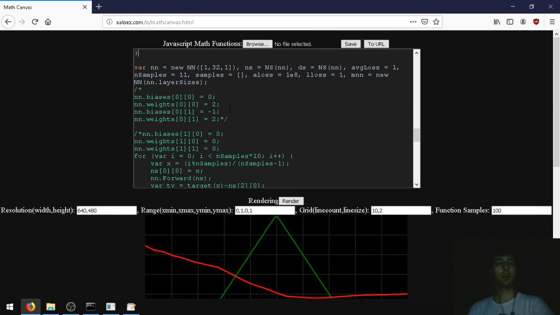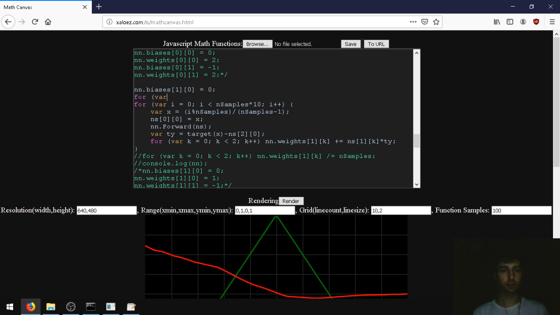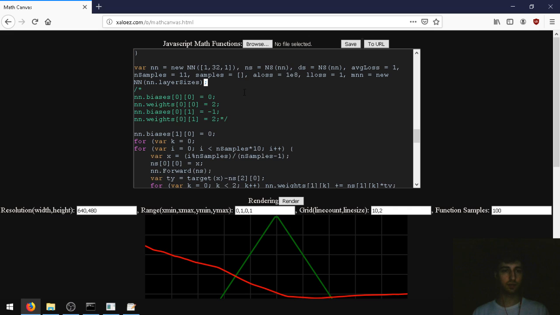Alright, so now I just need to adapt this code from before that only trains two neurons. I now need to train 32. I'm actually just going to get it to sample that, which is layer size 1. So right away, we're going to set all those to 0.